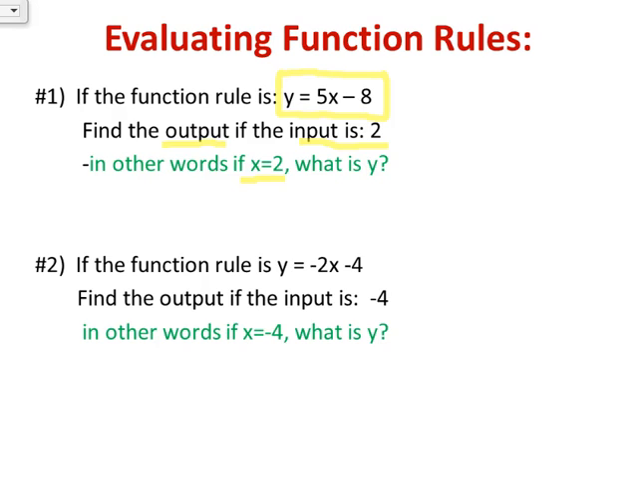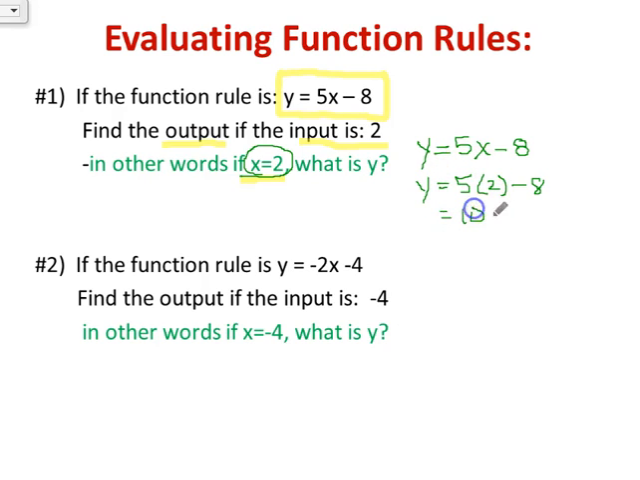Well, we've got all the information that we need to solve this. Our function rule is y equals 5x minus 8. If we're told that x equals 2, that means whenever we see an x, we're going to plug in the value 2, and then we'll evaluate for y. So here's an x, 5 times x. We know x represents 2, so I'm going to substitute a 2 in for x. And now let's just do the math.